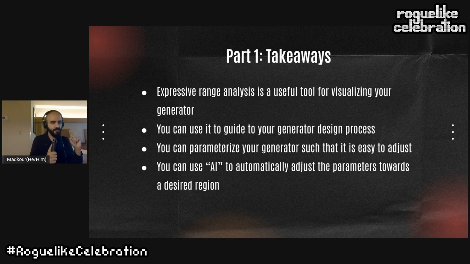Expressive range analysis is a useful tool for visualizing your generator. You can use it to guide your generator design process. So when you're coming up with your generator, you can use it as a thing to anchor or guide your design process. You can parameterize your generator so that you can easily adjust it, and see how changing your parameters maps out to changing your generative space, or the design space of your generator. And you can use AI to automatically adjust these parameters towards a specific area or specific metric that you want to optimize. So that is part one.